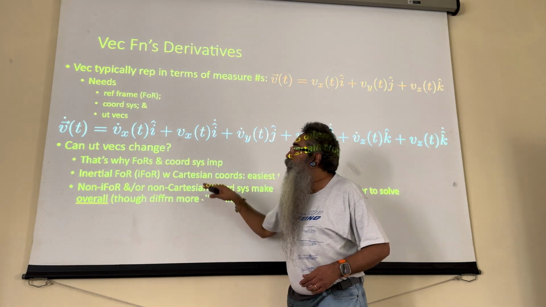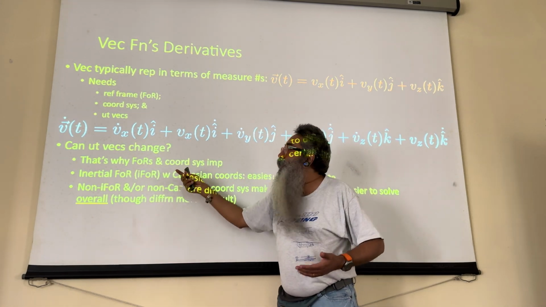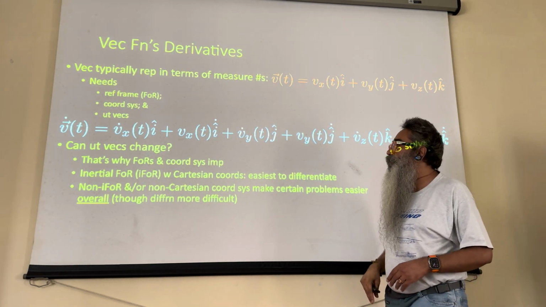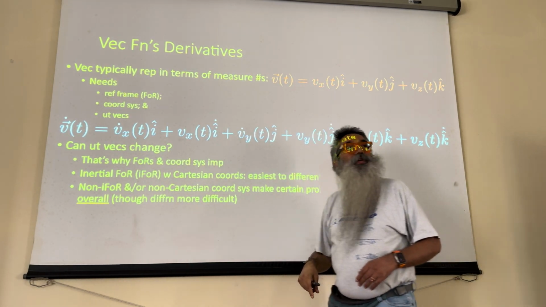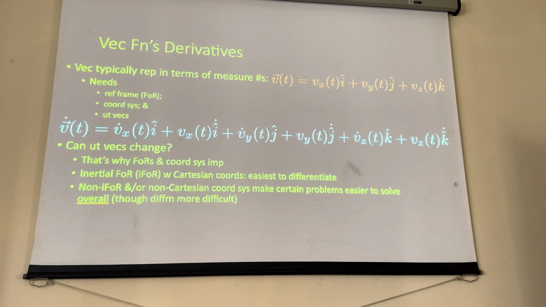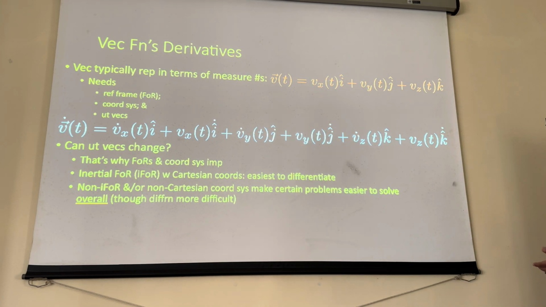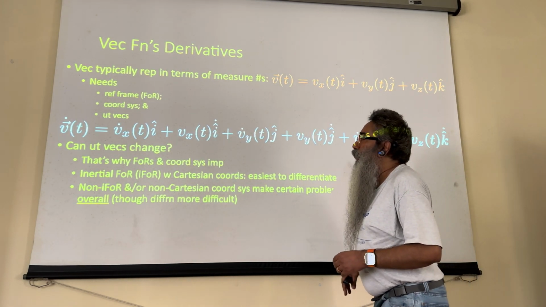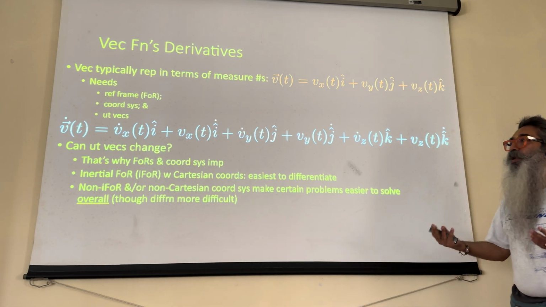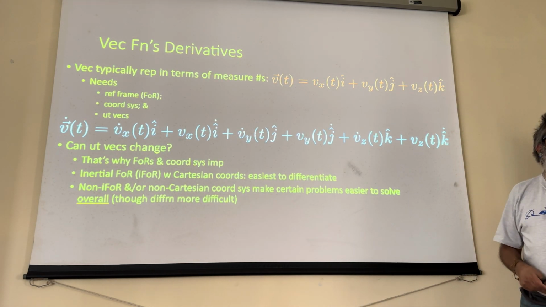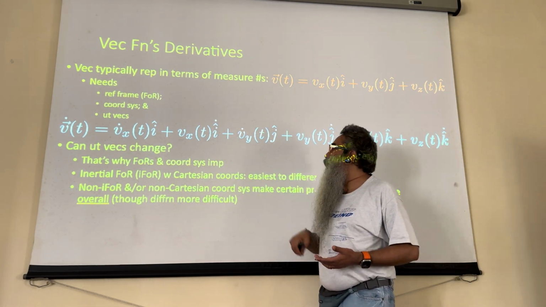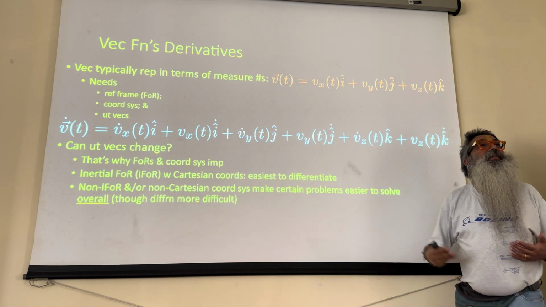Then, can unit vectors change? Because they do change in general, that's why you need the frame of reference and its specification, and therefore the coordinate system as well. Then the inertial frame of reference, under which Newton's laws are valid, we already said is a mind game because there's no such thing in reality, but it's the relative motions that we are interested in, and therefore we will assume for all engineering purposes that we are dealing with inertial frames of reference, and that we are introducing Cartesian coordinates, which are the easiest to differentiate.